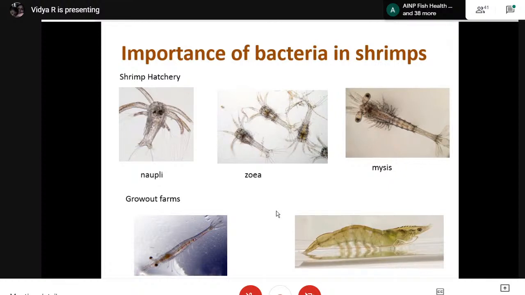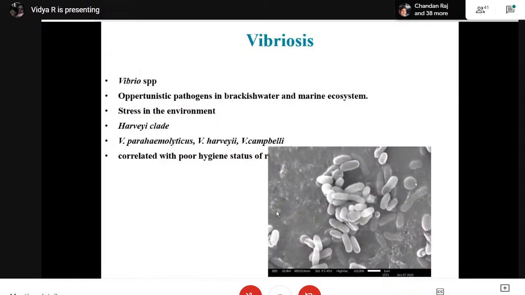Once stressors, for example in the water quality parameters, come into play in these hatcheries or grow-out farms, they in turn stress the animals and provoke these bacteria to invade their systems, and they overcome the host's capacity to resist them. That's why diseases develop. Bacterial diseases are developed.